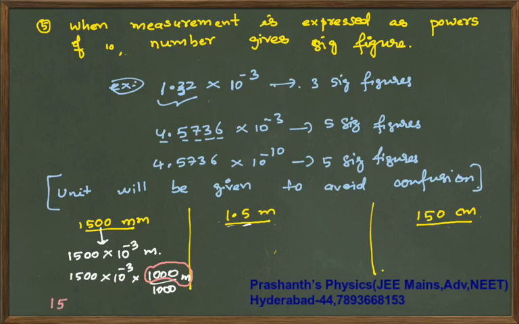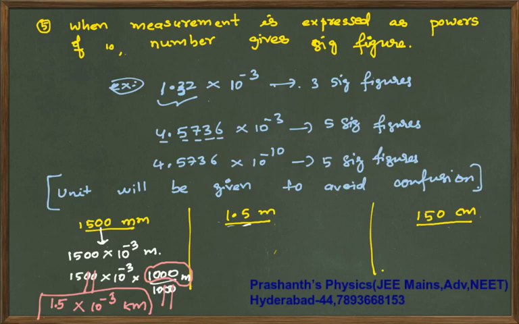So this can be written as 1500, I will put a decimal in the front. So 15 by 10, 1.5 into 10 power minus 3 kilometers. It is 1.5 into 10 power minus 3 kilometers. I have just cancelled off and written it this way.